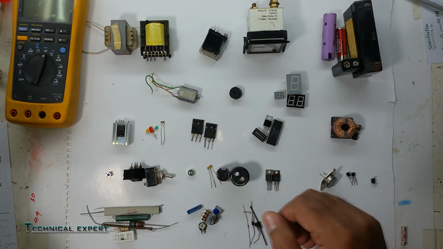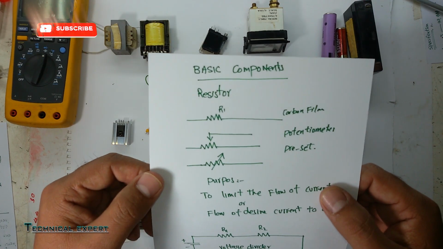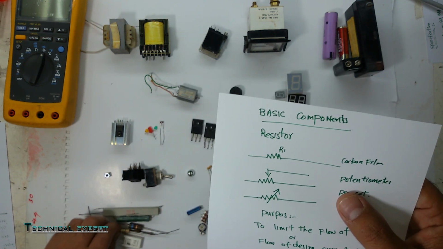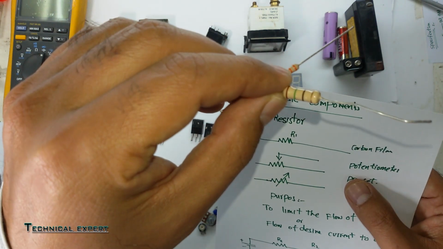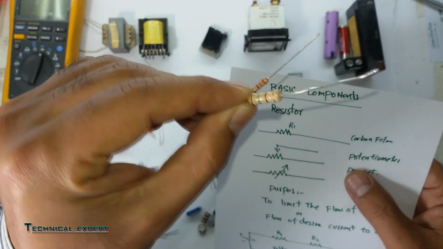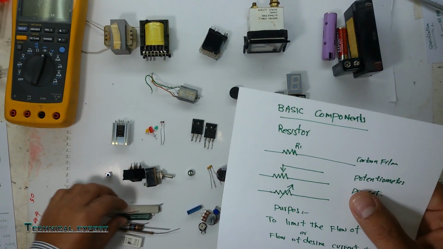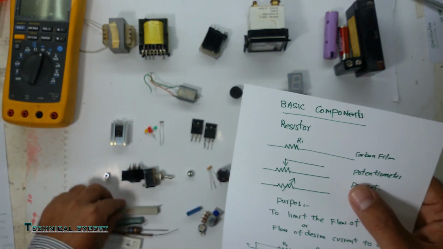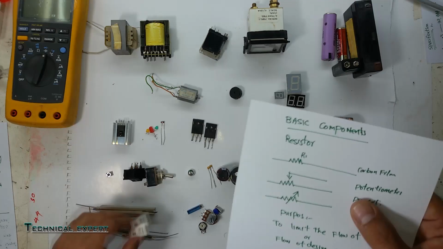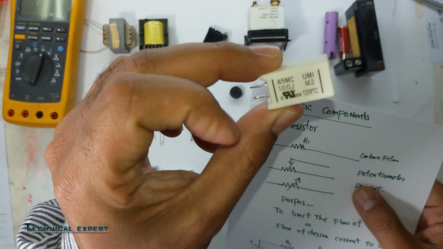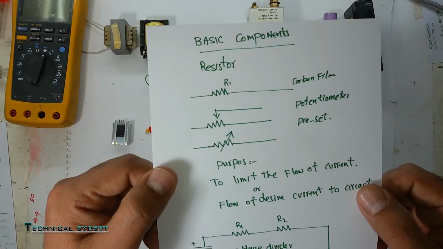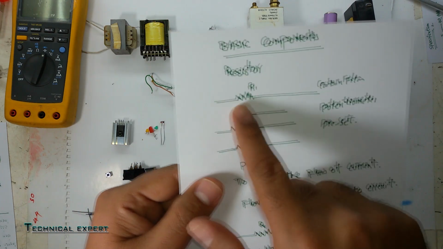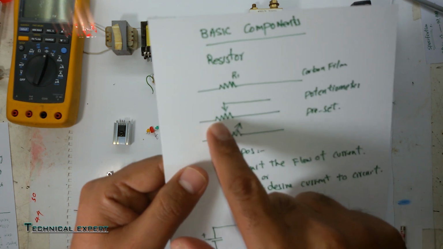So the basic component we have here is the resistor. We have carbon film resistors. As you can see, this is a carbon film resistor, and it has a wire mounted resistor, and this one is a fusible resistor. This one also is a fusible resistor, right? This is the main component of our electronics. As you can see, this is the symbol, and this has a symbol also.